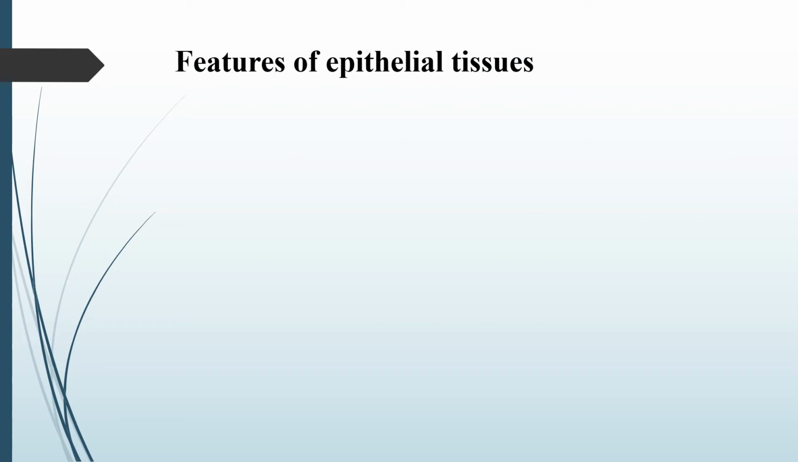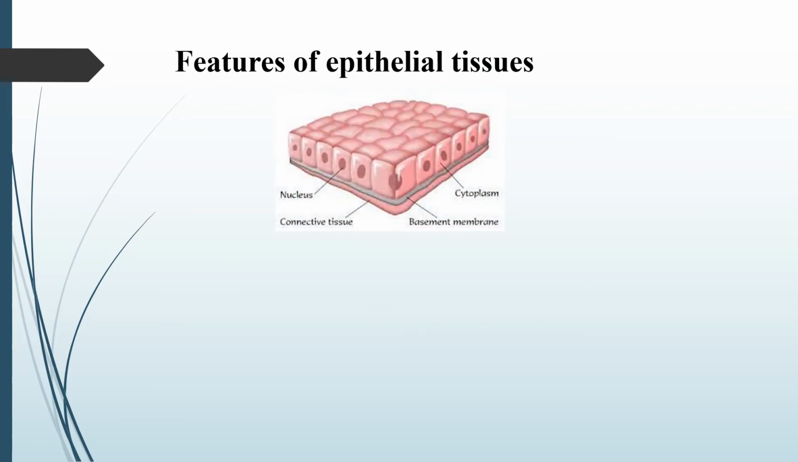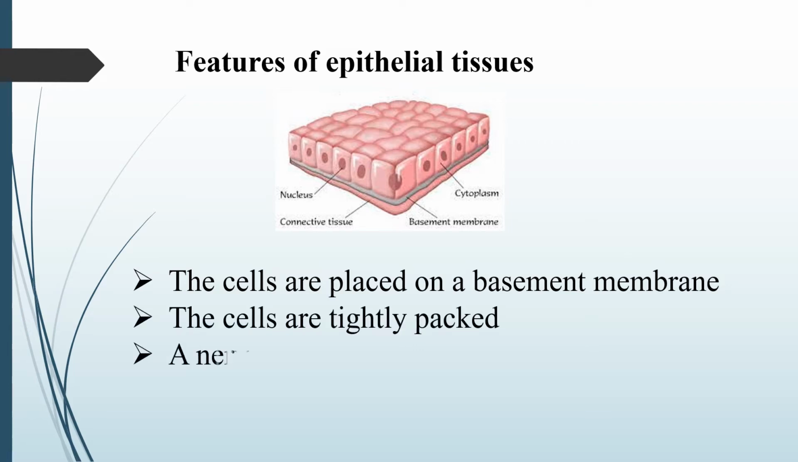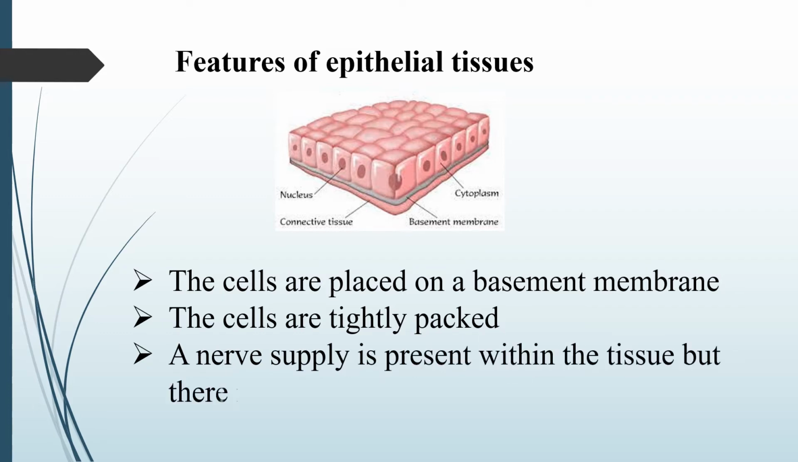Let's learn the features of epithelial tissue. In this picture you can observe the epithelial tissue. The cells are placed on a basement membrane. You can see a basement membrane in this picture. The cells are tightly packed and a nervous supply is present within the tissue, but there is no blood supply for this epithelial tissue.